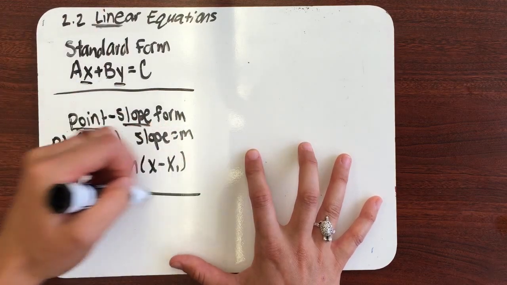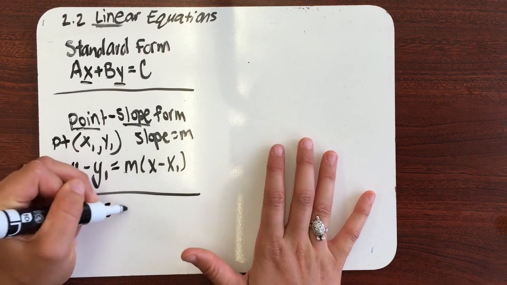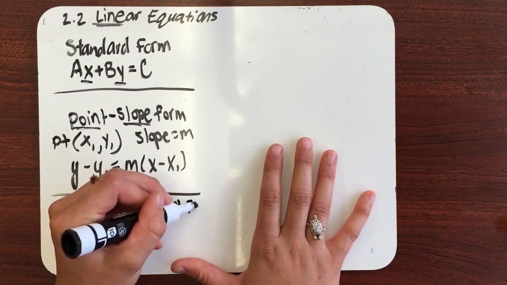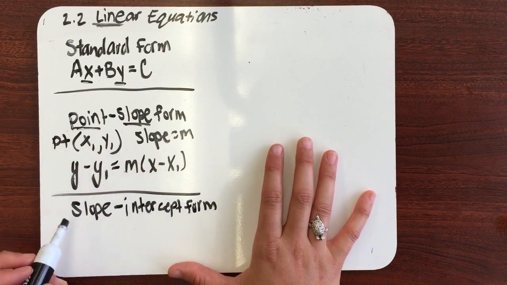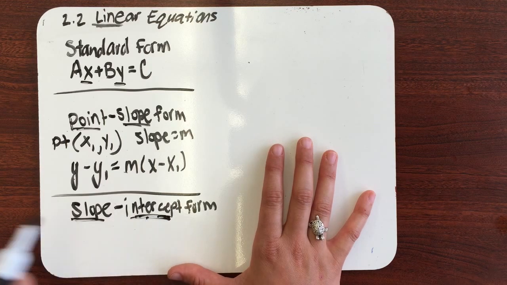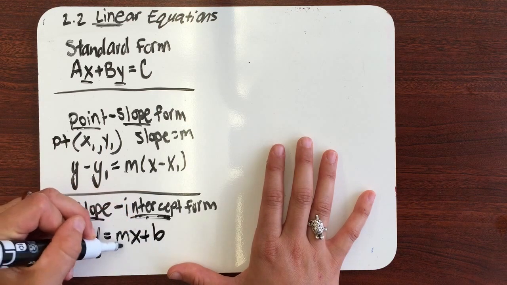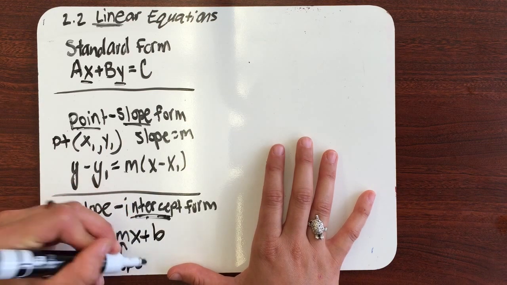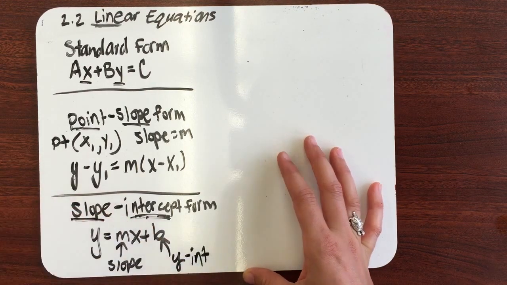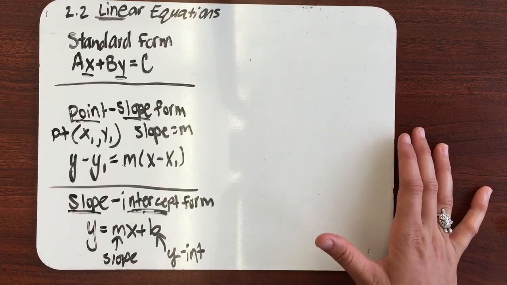And then the third form is slope-intercept form. And that is going to also have a slope, and it's going to have the y-intercept. So that is y equals mx plus b, where m stands for the slope and b stands for your y-intercept, which is just where your line crosses your y-axis.